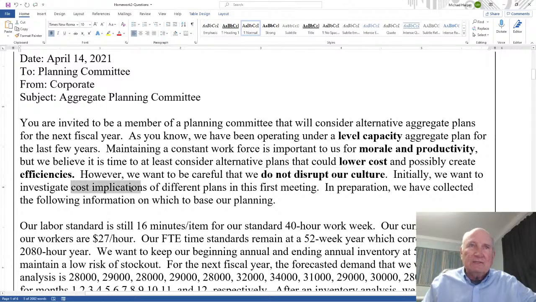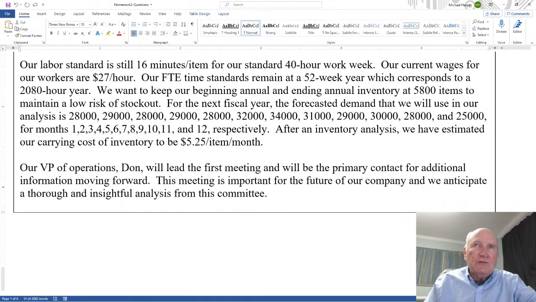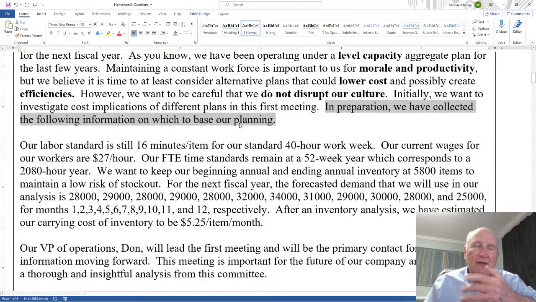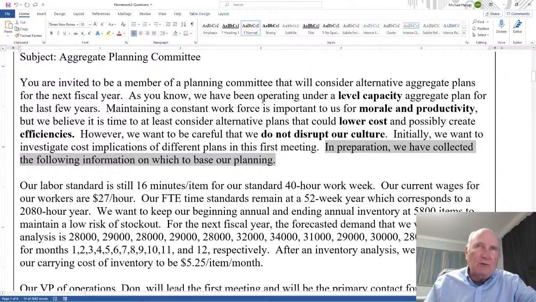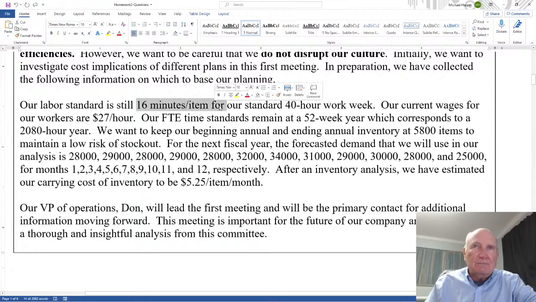Initially, we want to investigate cost implications of different plans in the first meeting. In preparation, we've collected the following information. So let's set it up. This first paragraph gives a start on how you would answer this question, but this is more for the memo, not so much for the homework, and that's why I don't revisit it, except in working the problem to bring to the committee. Okay, our labor standard is still 16 minutes an item for a standard 40-hour work week.